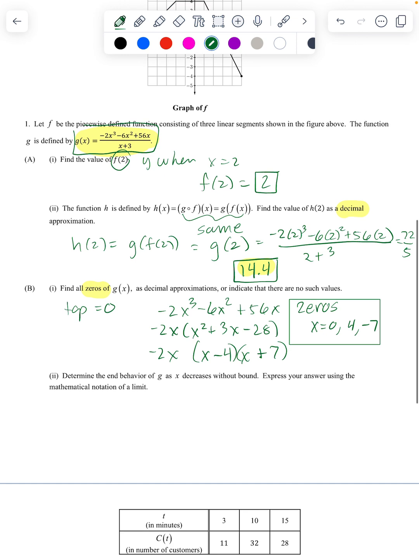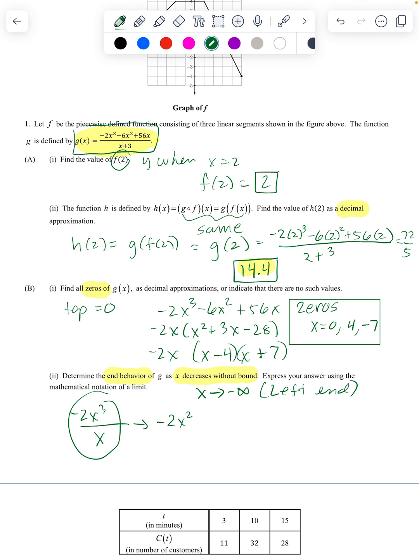Now, we are determining end behavior. So look for those key words to figure out what am I doing? As x decreases without bound. So that is telling you that x is approaching negative infinity. That is asking about the left end. Now, if you look at the leading term here and the leading term here from up in g, that would reduce to negative 2x squared.